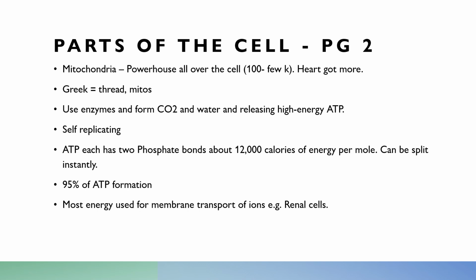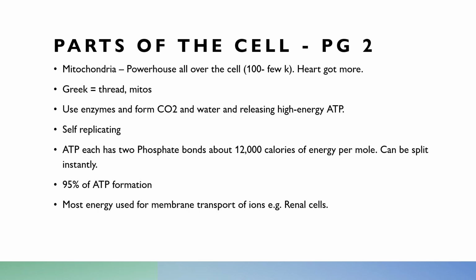And why is this ATP so strong? It is because there are two phosphate bonds. These two phosphate bonds are very easily broken. They can be broken instantly, and once one breaks, it releases 1,200 calories per mole. This is a very high energy compared with normal chemical bonds.